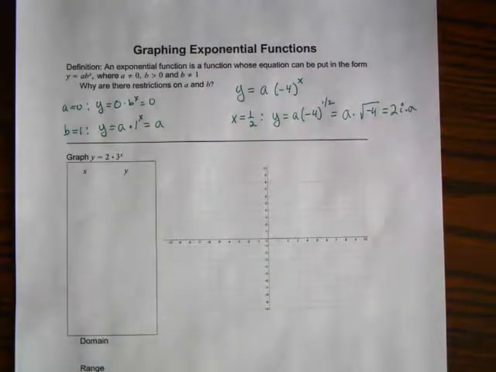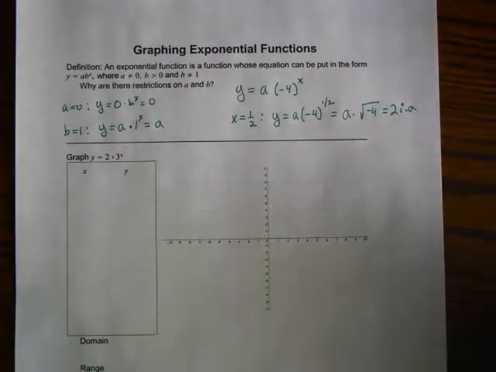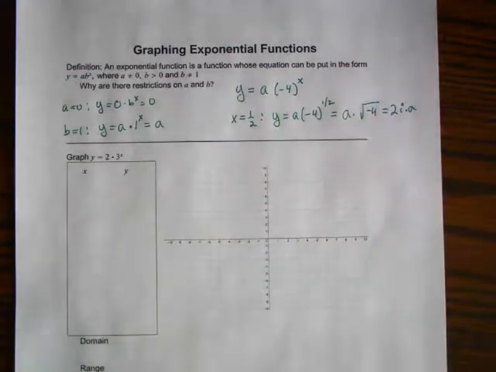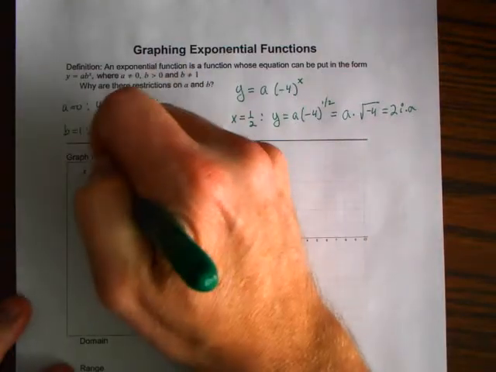The square root of negative 4, we called that 2i earlier this year. We don't want to deal with complex numbers in this section. So that's why b can't be negative. If b is negative, you quite often end up with complex numbers when you plug in values for x, and we don't want that. So we're going to use a to be not 0, b to be positive, and b can't be 1. All right, well, let's take a look at a graph of an exponential function.